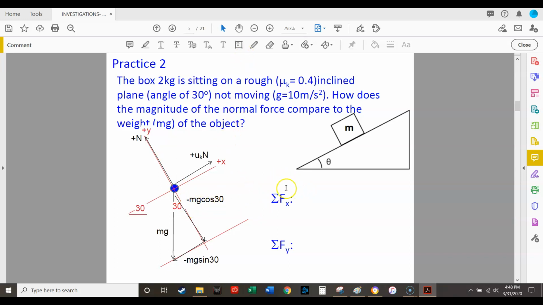Go ahead and sum the forces in the x and y direction, and we'll go ahead and attempt to answer the question. Pause the video now.